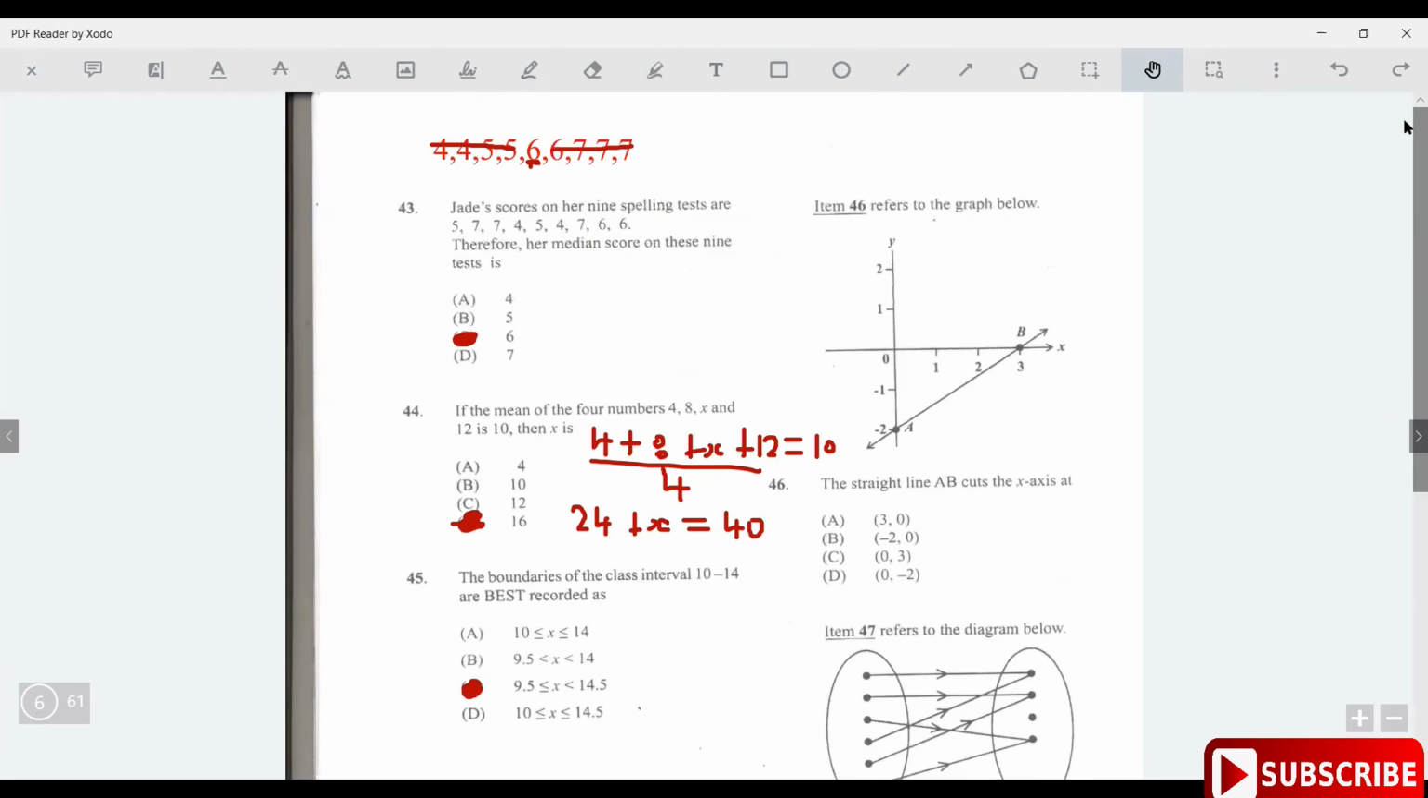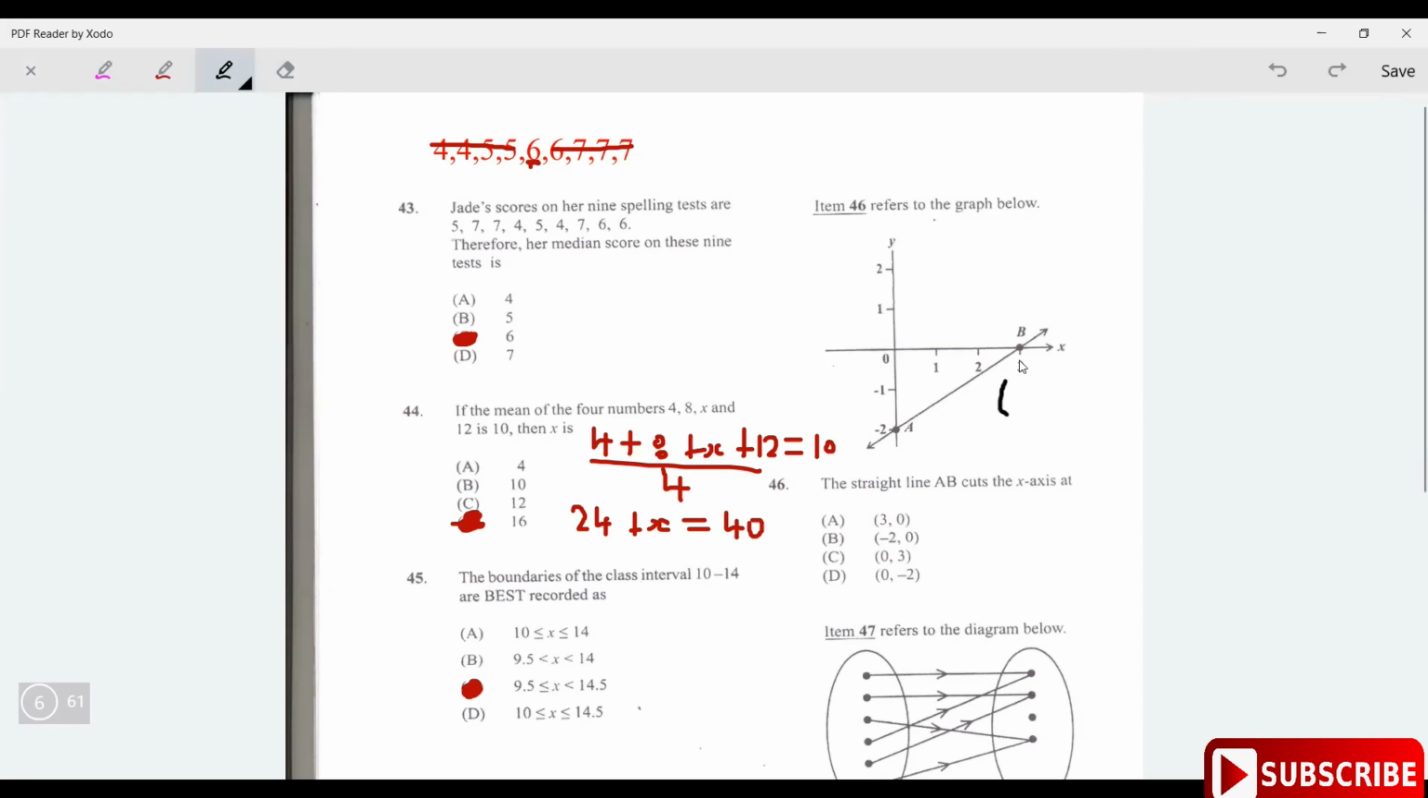Question 46. The diagram shows a straight line AB that cuts the x-axis at B, and B has coordinates. The x-coordinate is 3 and the y-coordinate is 0. So that is (3, 0), which is option A. Easy question.